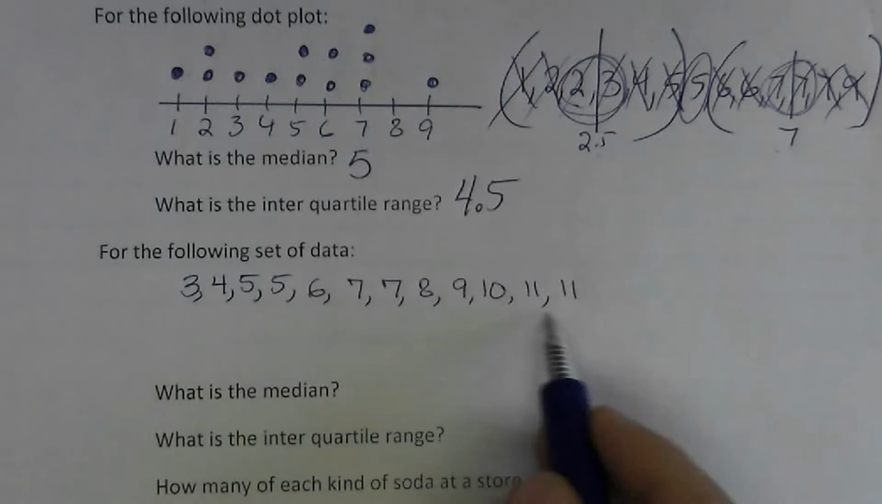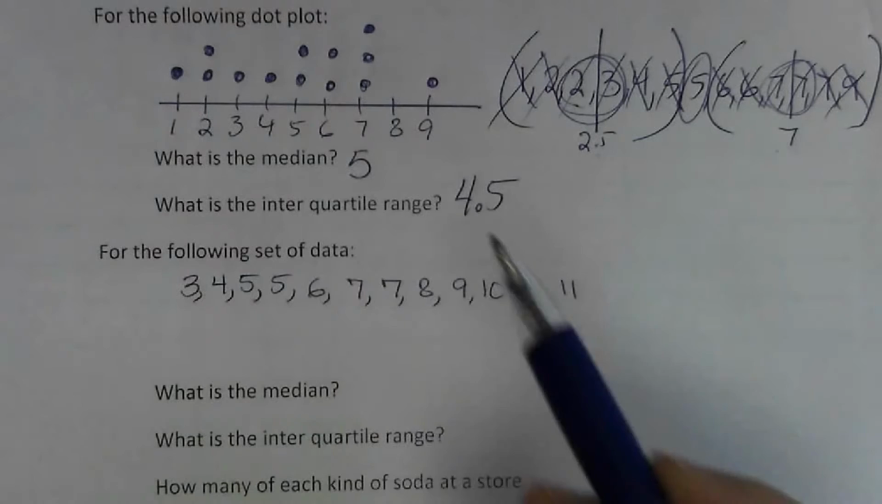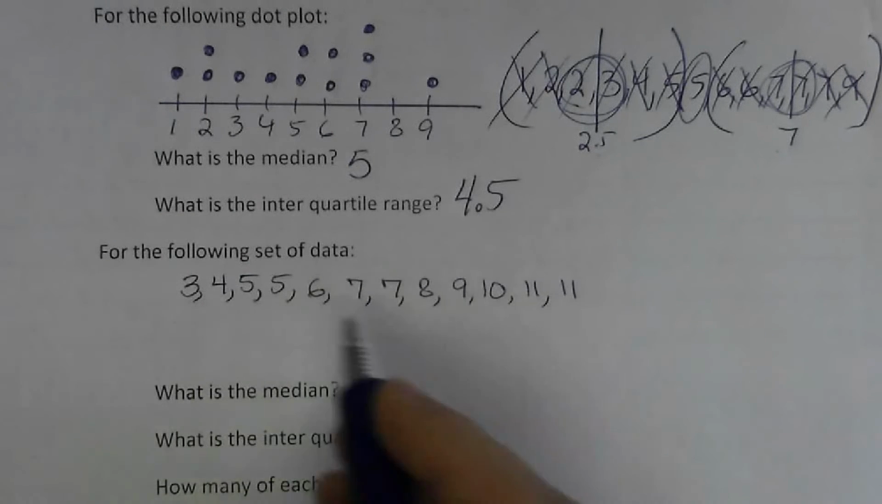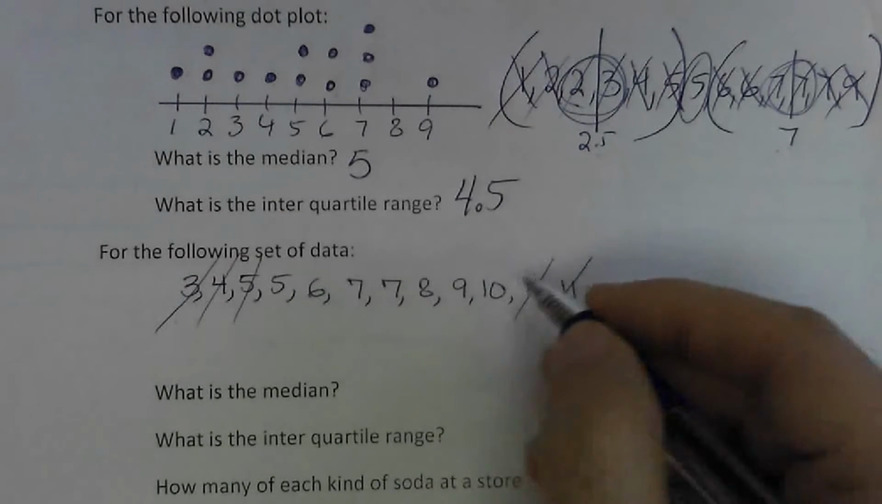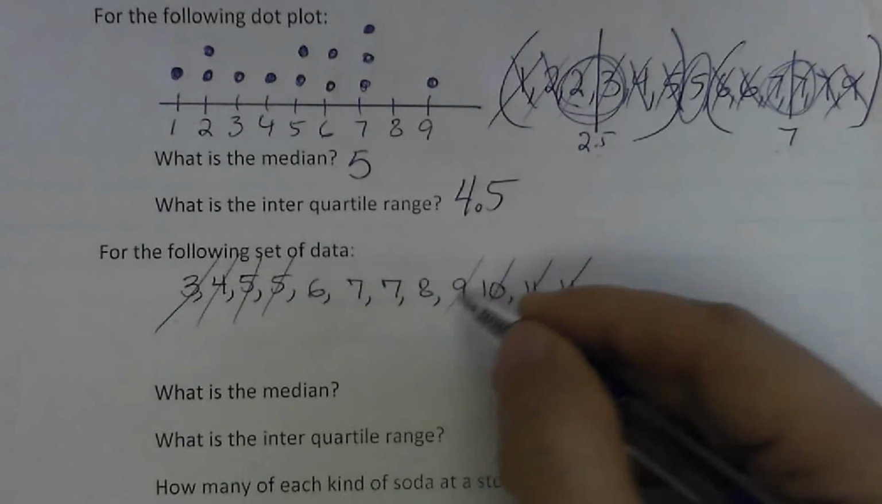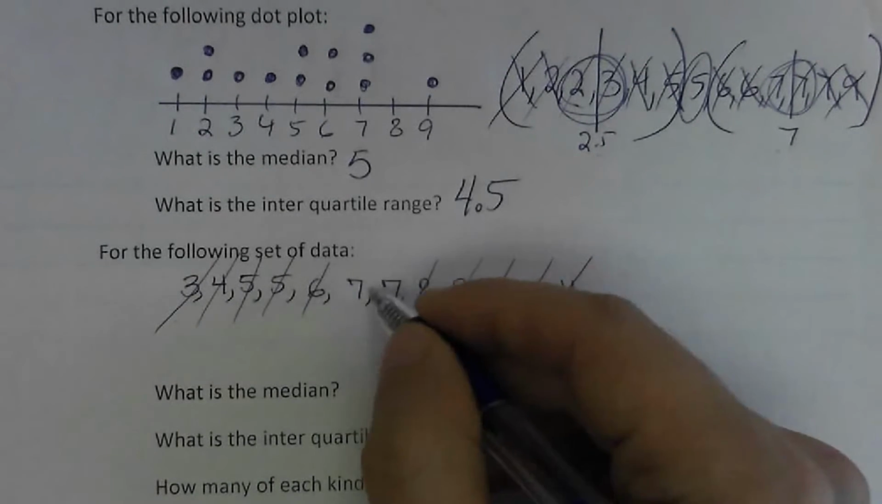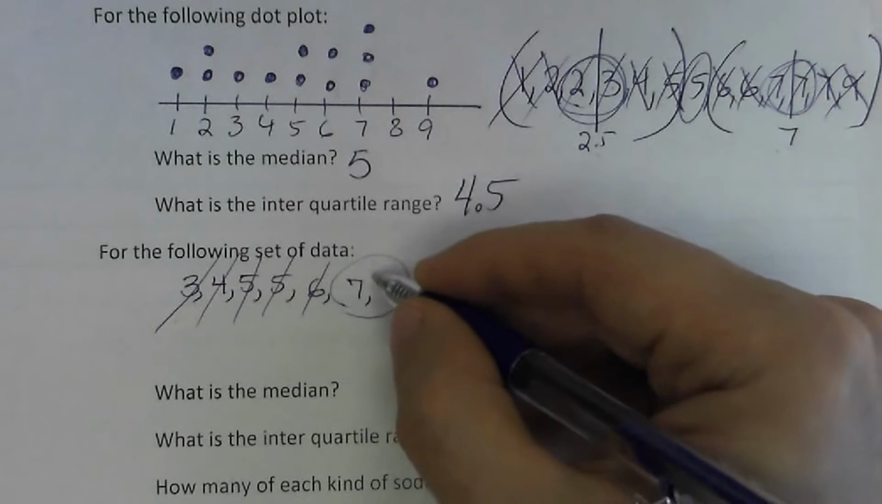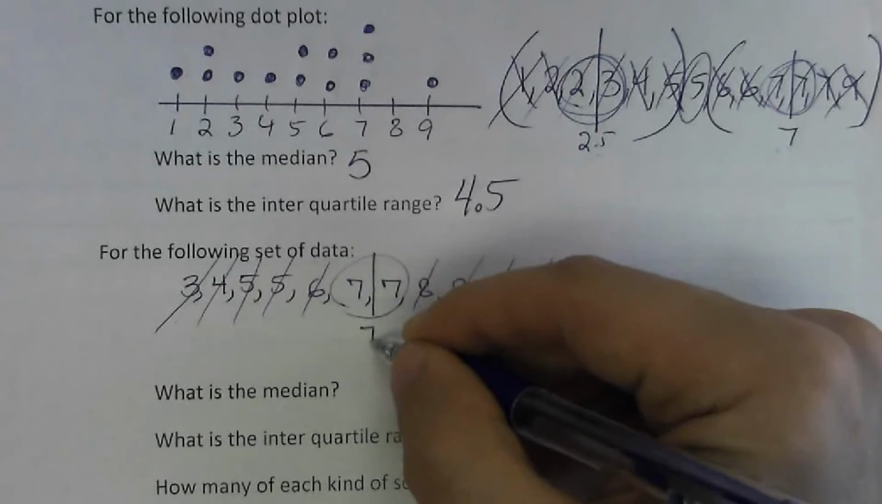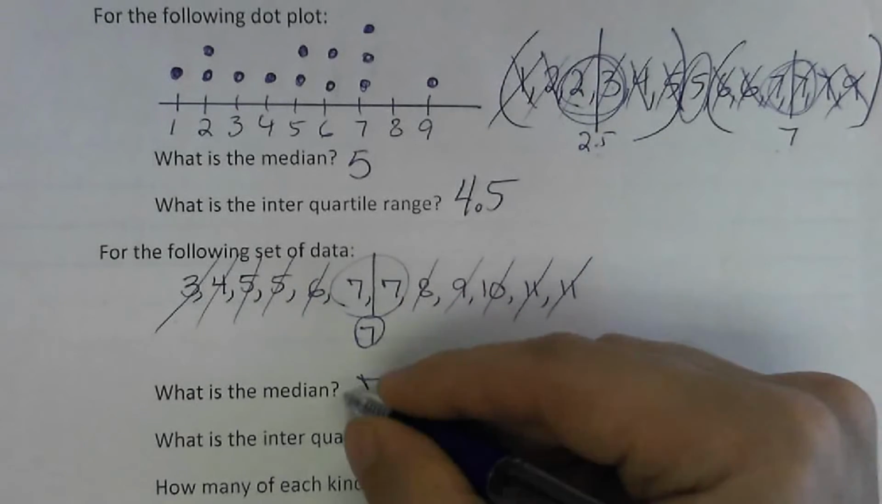For this one here, same thing, except I don't have to convert from a dot plot. It's already done for you. Start crossing out, trying to get to the center. 2 7s. 7 plus 7 is 14. 14 divided by 2 is 7. So there's my median.